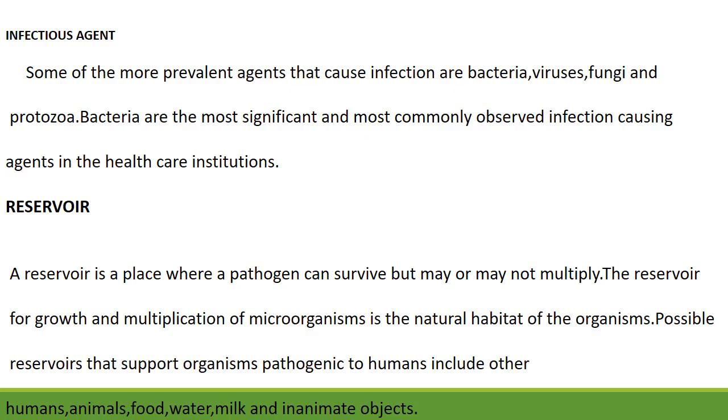The second element is reservoir. A reservoir is a place where a pathogen can survive but may or may not multiply. The reservoir for growth and multiplication of microorganisms is the natural habitat of the organism. Possible reservoirs that support organisms pathogenic to humans include other humans, animals, food, water, milk, and inanimate objects.